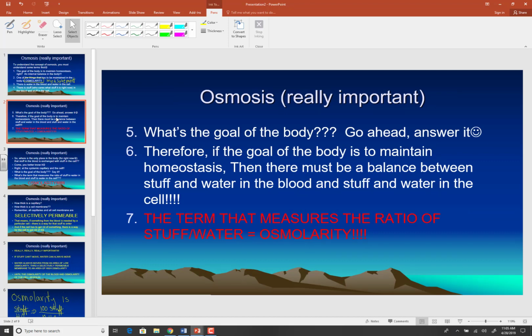Go ahead and answer it. I'm listening. And if the goal of the body is to maintain homeostasis, which of course it is, then there has to be a balance between stuff and water in the blood and stuff and water in the cell. You can't get around it. And again, who cares what the stuff is? All you need to know is that it's stuff. It ain't water, and if it ain't water, it's stuff.